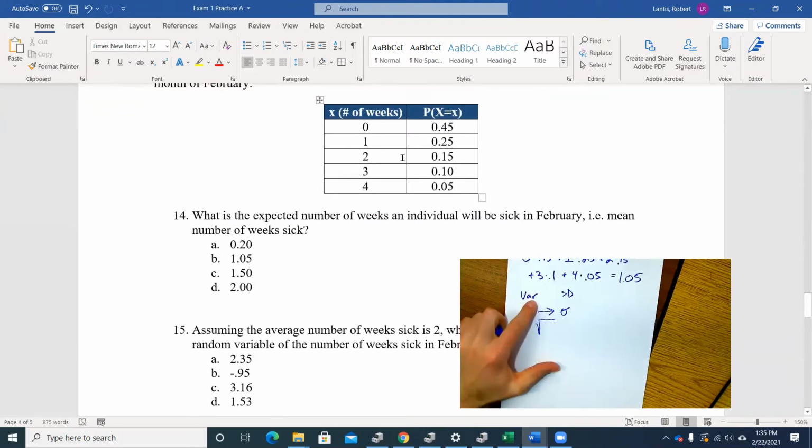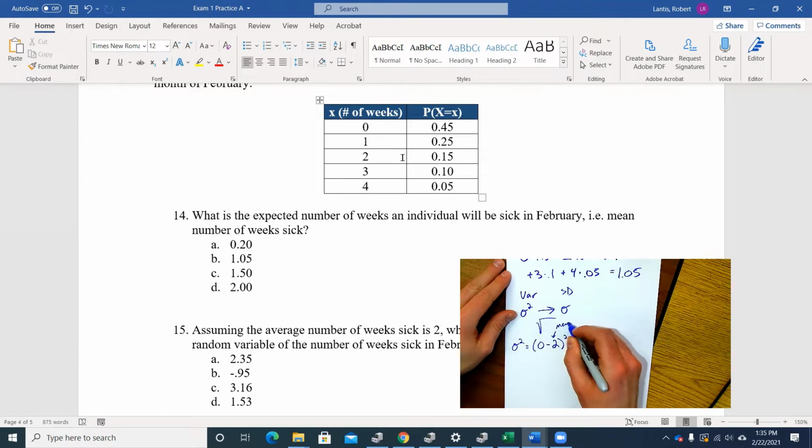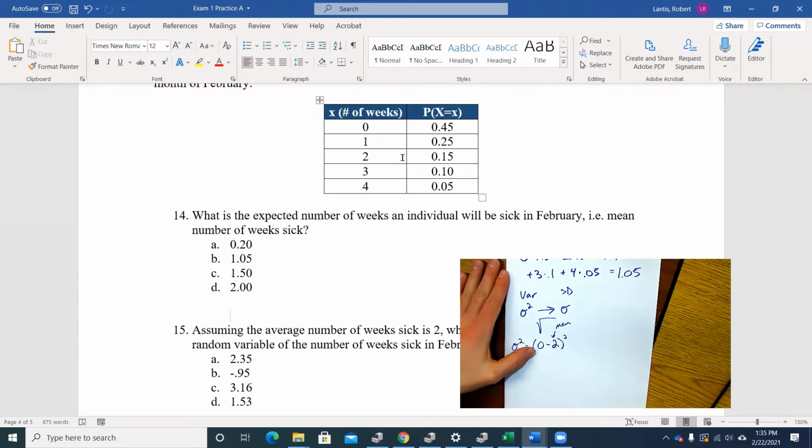All right. So how do I calculate this variance? I'm going to take that first outcome of 0, subtract that mean I was given of 2, right? We assumed that mean was 2. Square that deviation, and then multiply it by the probability I see 0 occur, which was 0.45. Then add to that the next outcome of 1, subtract that mean of 2, square it, multiply that by the probability we see 1 occur, which was 0.25.